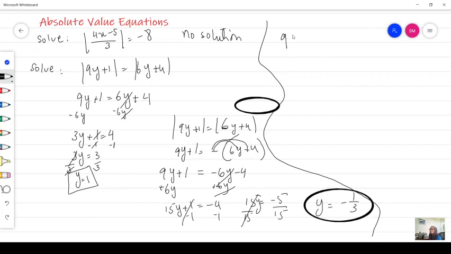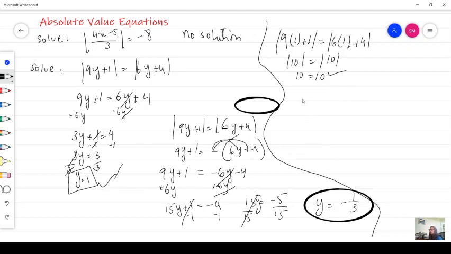9 times 1 plus 1 within the absolute value equals 6 times 1 plus 4 within the absolute value. 9 times 1 is 9, plus 1 is 10. 6 times 1 is 6, plus 4 is 10. You take it out from the absolute value and it's a true statement. So that is my answer.